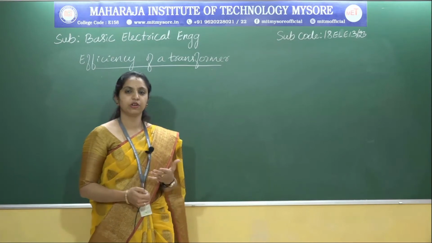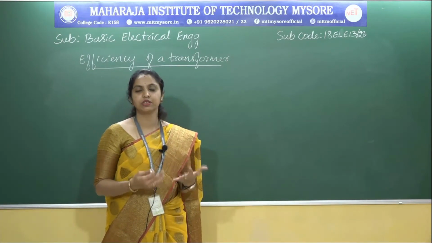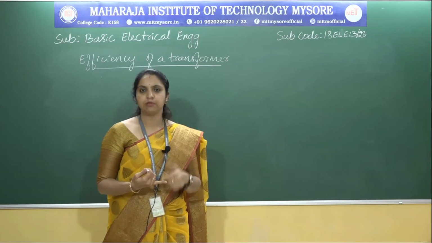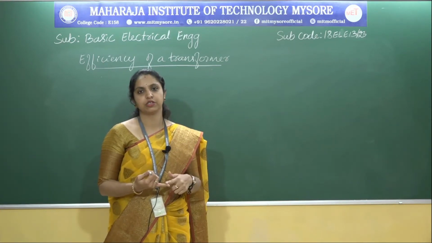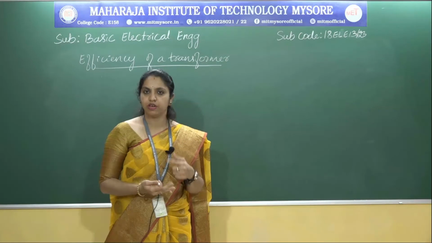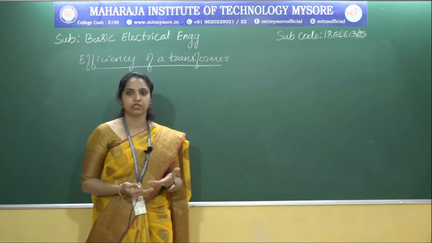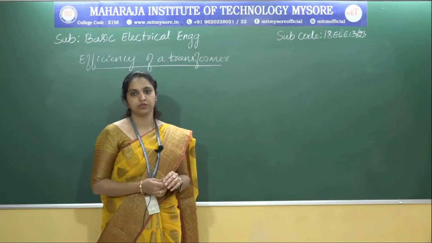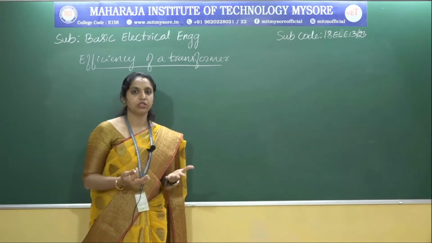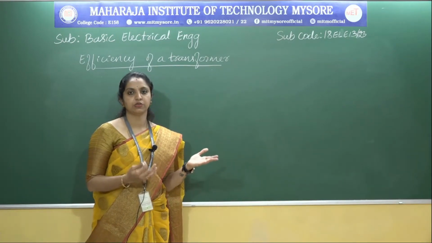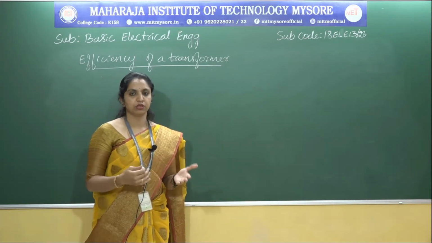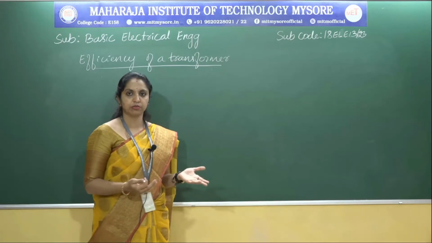So far in this chapter, we have discussed the working principle of the transformer, different types of transformers, different parts of a transformer, the EMF equation of a transformer, and losses in a transformer. The next topic is efficiency of a transformer. When there is a loss in a transformer, the efficiency of the transformer will come down.